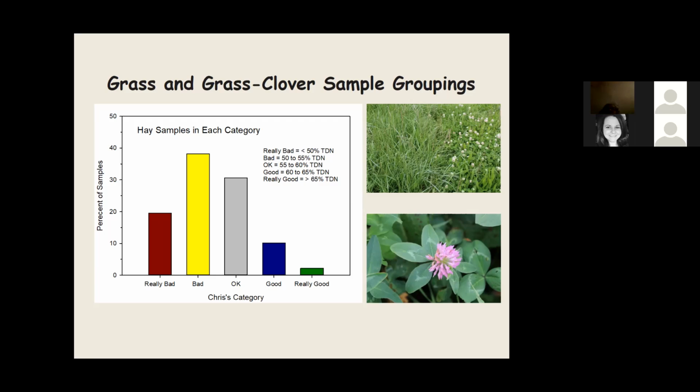But then when we get to the okay category, we're doing a little better. That's going to meet the needs of a dry cow and probably a gestating cow, a lactating cow with some supplementation. And then when we look at the really good hay and the good hay, those samples are much less. We're talking less than 10% of the samples that would meet those nutritional needs of our performing animals.